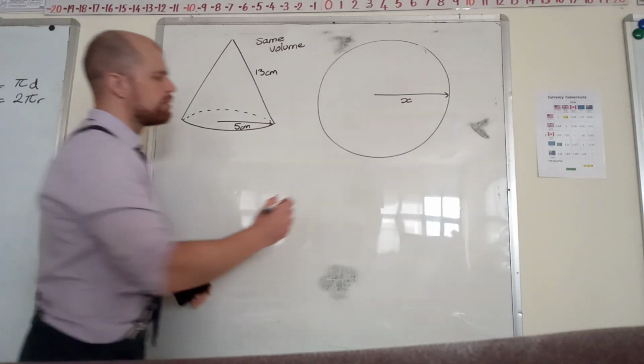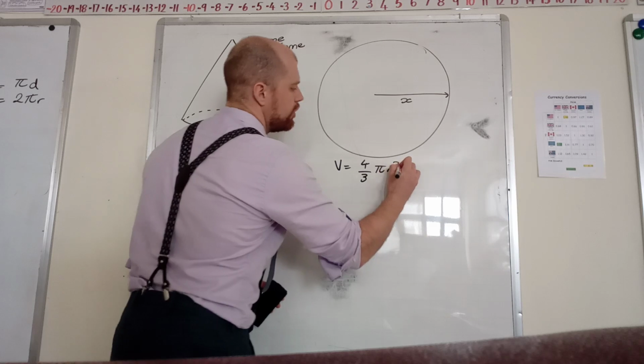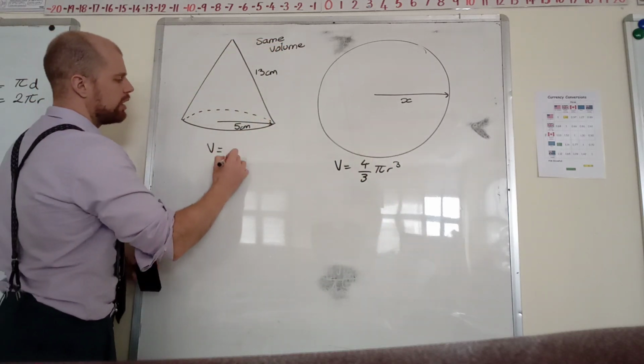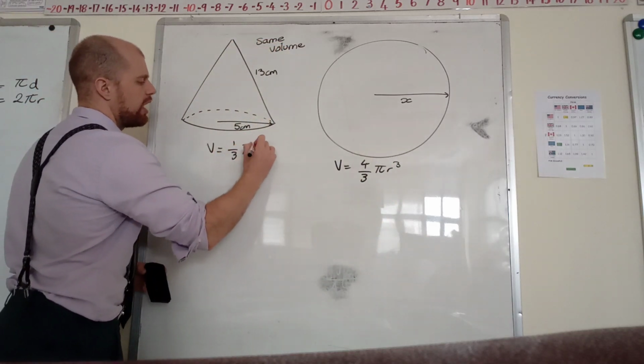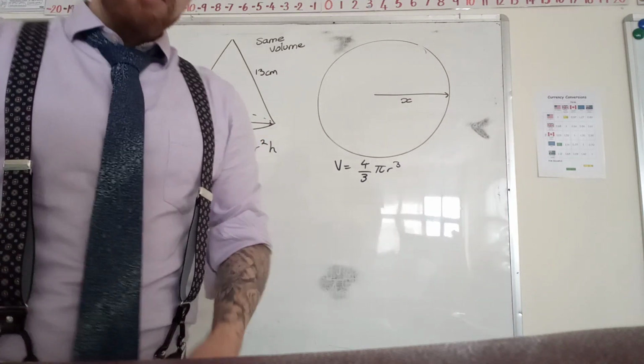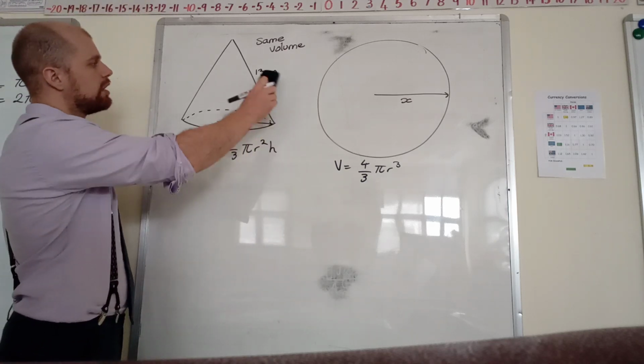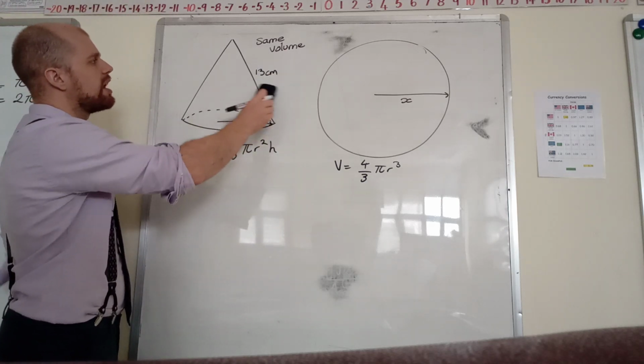Now, you're going to need the volume formula. For a sphere, it's 4 over 3 pi r cubed, and for a cone, it's 1/3 pi r squared h. Now, at the moment, we don't know h. We know this, which is the radius, and we know the slant length of 13.